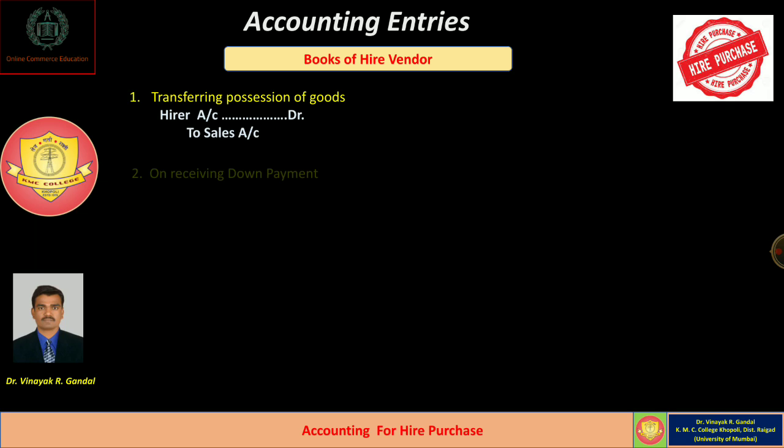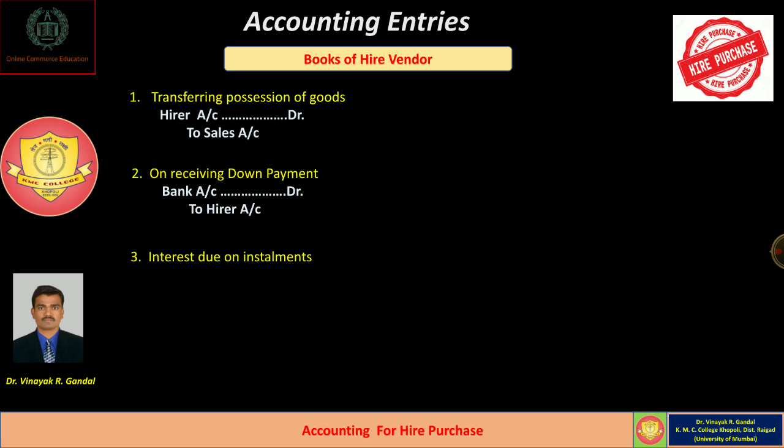And the second transaction, on receiving down payment from the hirer, the entry will be passed like bank account debit to hirer account. Third transaction is about interest due on installment. Whatever amount of interest is calculated or is due is to be recorded in the books of the hire vendor by passing the entry like hirer account debit to interest account.